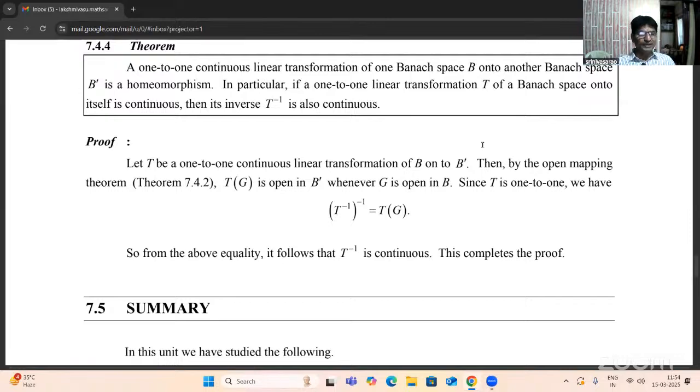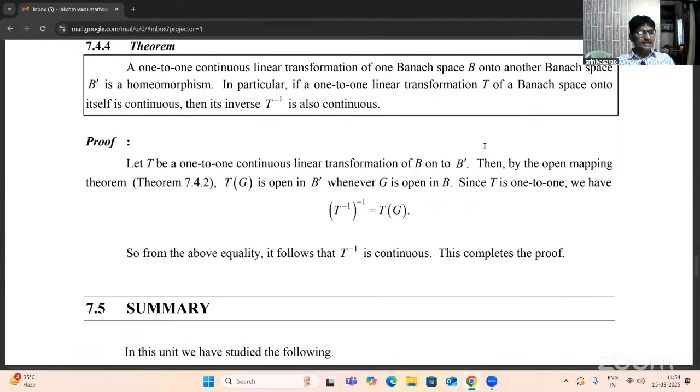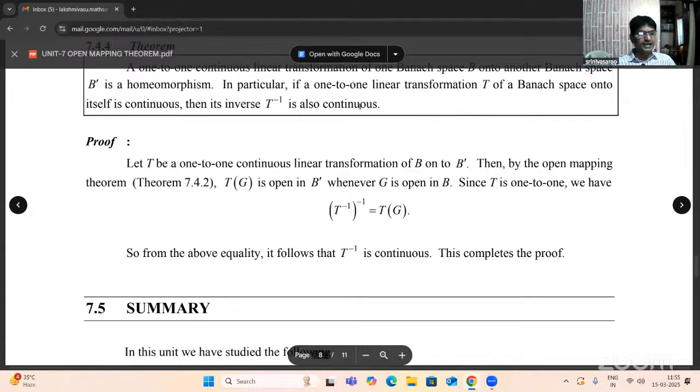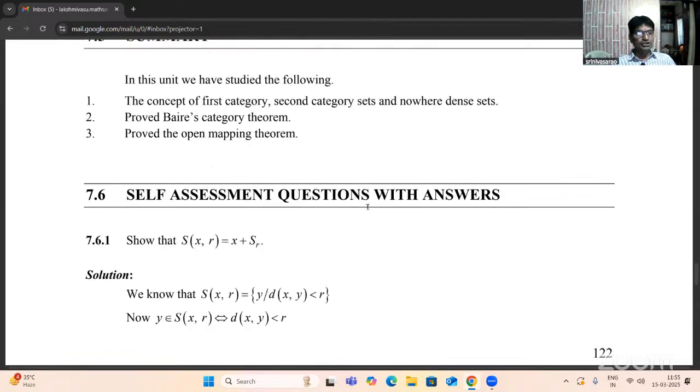This is a very simple theorem, given a number of times in the short answers. A one-to-one continuous linear transformation of one Banach space onto another Banach space B' is a homeomorphism. If T is a one-to-one linear transformation of a Banach space onto itself, it is continuous, and the inverse transformation is also continuous. The simple proof: the inverse of T inverse of G equals T of G, because G is open. So that's why the inverse of the transformation is also continuous. That is the simple concept. Students, listen carefully.